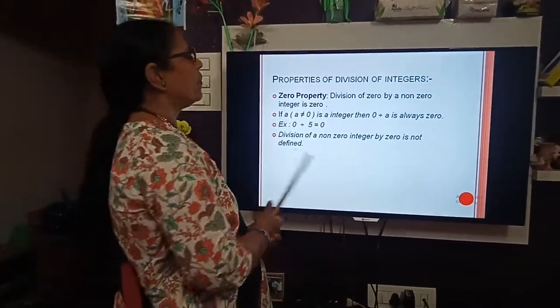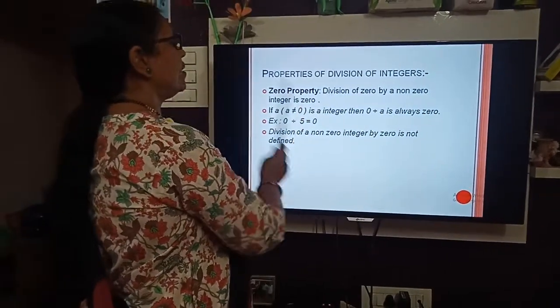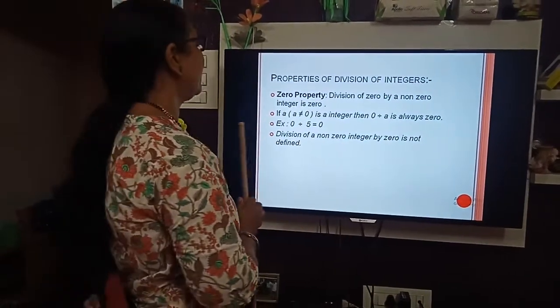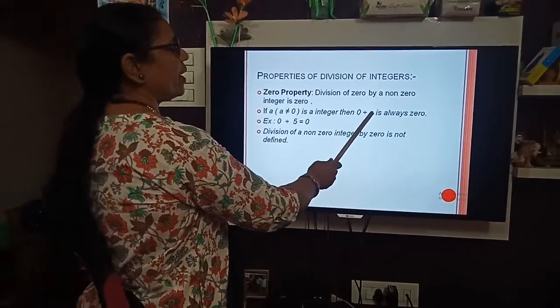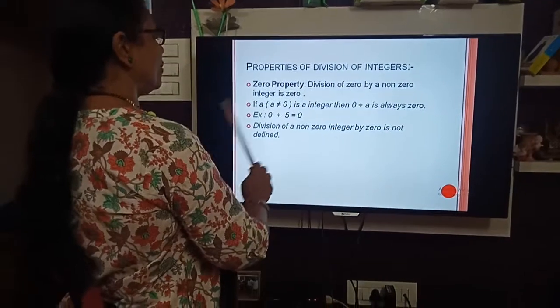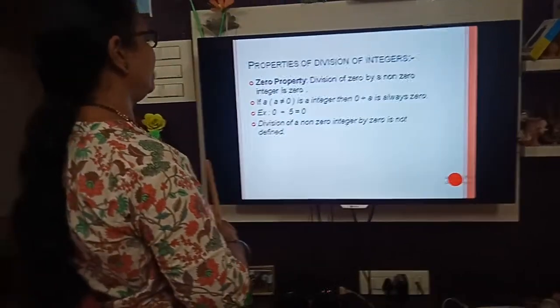Zero property. See, a division of 0 by a non-zero integer is always 0. If a is an integer, then 0 divided by a is always 0, but a divided by 0 is undefined.